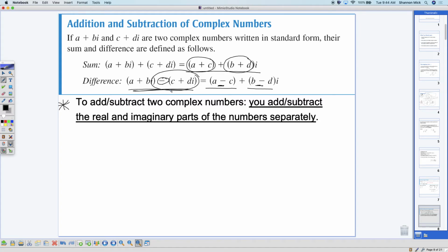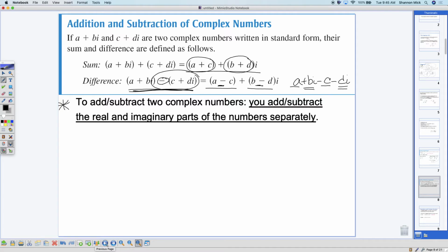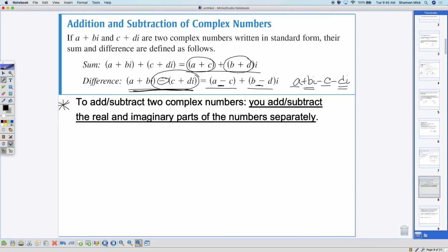If I were to do this problem right here, I would have a plus bi minus c minus di, and I would combine a and c and b and d because they're like terms. So for the sum and difference, you're always going to have a minus c plus b minus d. Well, if that's subtraction, we'll do an example. Did we not have an example?